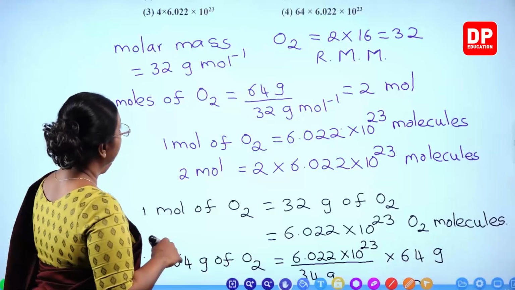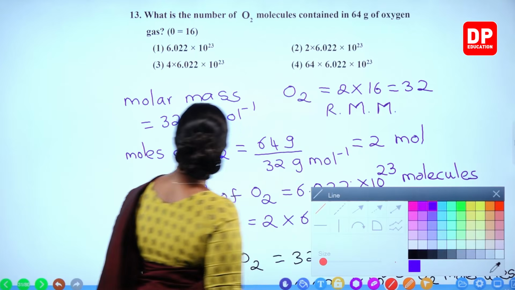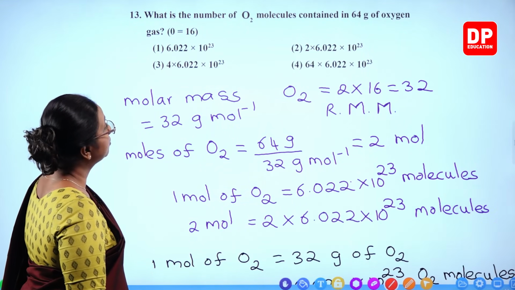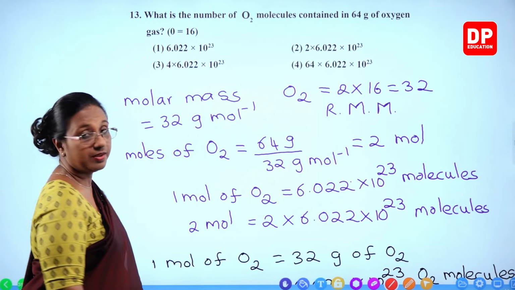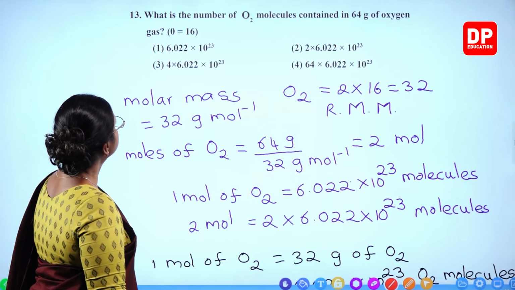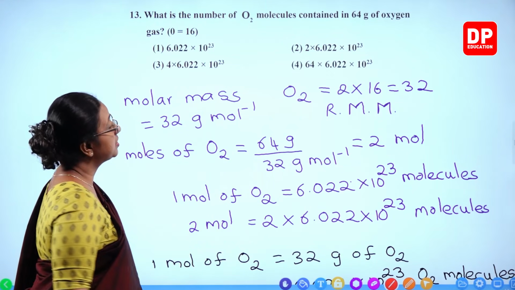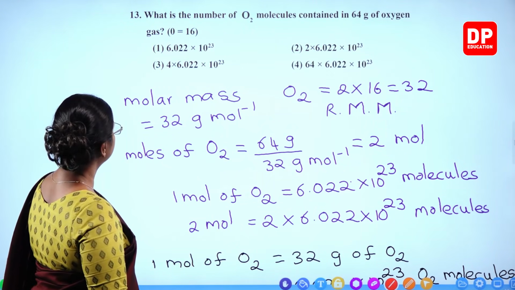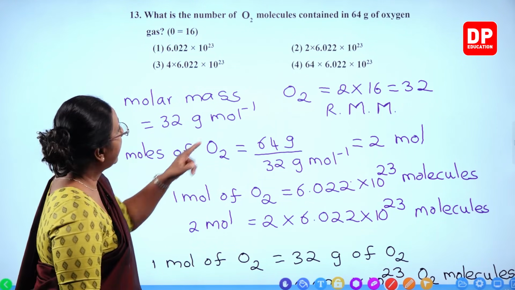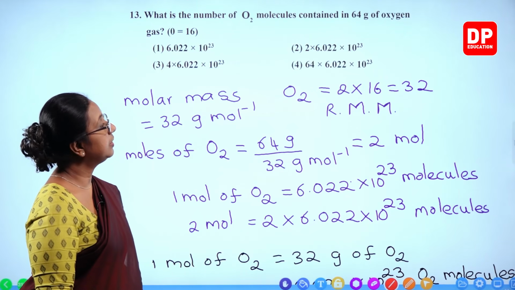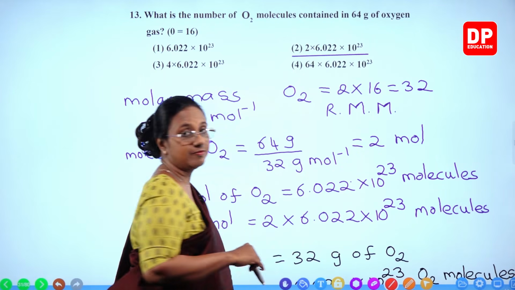Now, if we go back to the question: what is the number of oxygen molecules contained in 64 grams of oxygen gas? For the first one, O is given as 16, and the first answer, 6.022 into 10 to the power of 23, is the Avogadro constant. 2 into 6.022 into 10 to the power of 23, that is correct. 4 into 6.022 into 10 to the power of 23, no. And 64 into 6.022 into 10 to the power of 23, that is also incorrect. The correct answer is the second one.